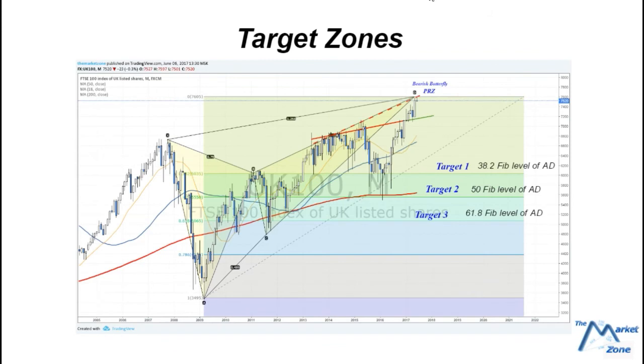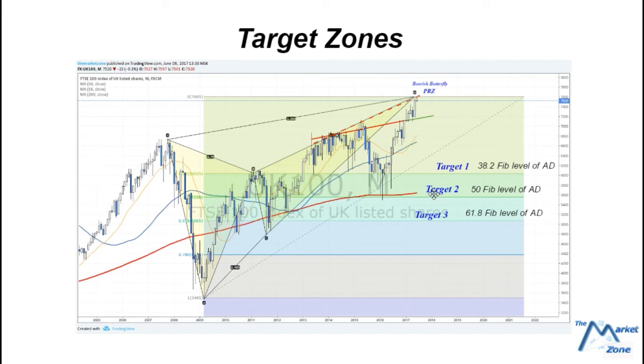Now that you know how to define your potential risk, you need to know how to define your potential reward, meaning setting your target zones. That is being done by pulling a Fibonacci tool from A to D. This is the UK 100 monthly pattern that I mentioned before, and as you can see, I pulled a Fibonacci tool from A to D and I got 3 target zones. The first target zone, as you can see, is the 38.2 Fibonacci level of the A to D move. That brings us pretty much near 6,000.